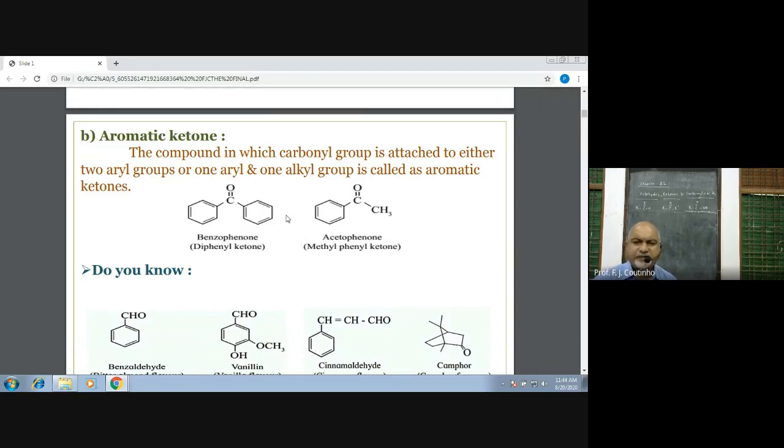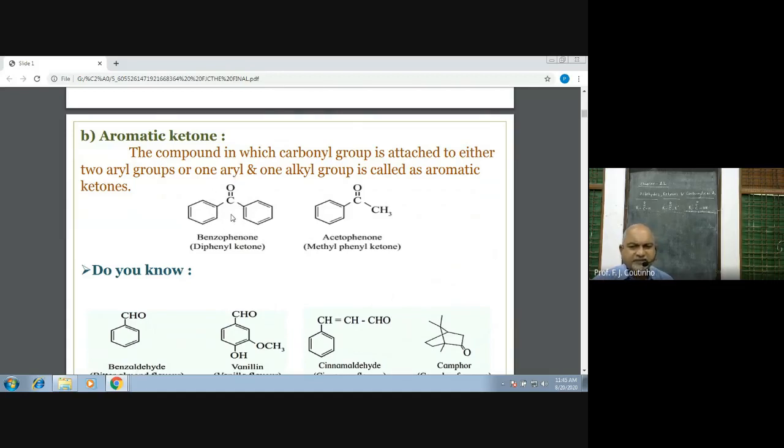Two aryl groups means these are benzene, and this is also benzene. Benzene is also known as C6H5, which we call phenyl. Since there are two phenyl groups, we also call it diphenyl ketone because it's a ketone linkage. But this is known as benzophenone. If here was CH3, we could have called it acetophenone, which is here. So both the groups are aryl groups.